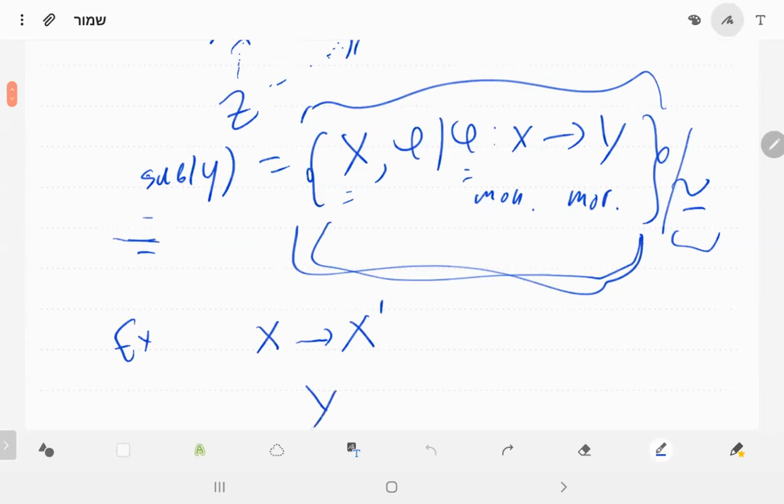So if those two guys are monomorphisms, here we have uniqueness. So not necessarily existence, but uniqueness.